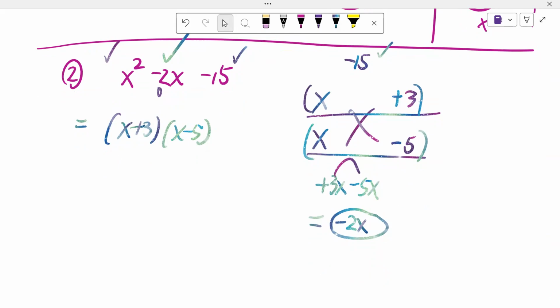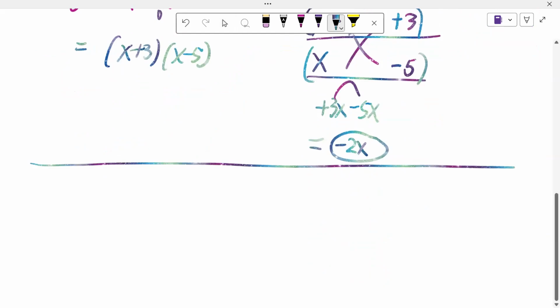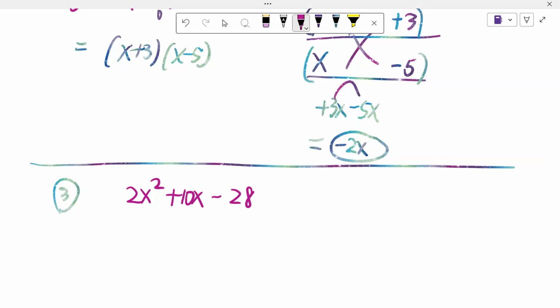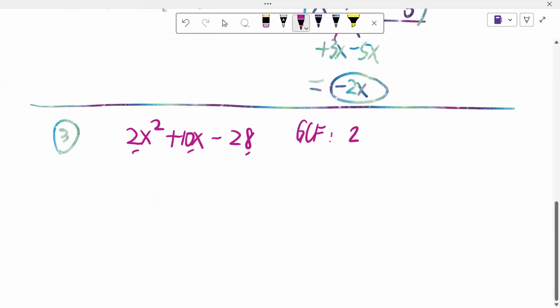Now let's take a look at the third one. Let's say we have something like 2x squared plus 10x and then minus 58. Now here, as you can see, it's still a trinomial. However, you can factor by GCF. We will factor by GCF. Yeah, that's a GCF, right? GCF here is 2 because all of them are even numbers. So you factor by 2 first. The 2 goes in front, x squared plus 5x minus 14.